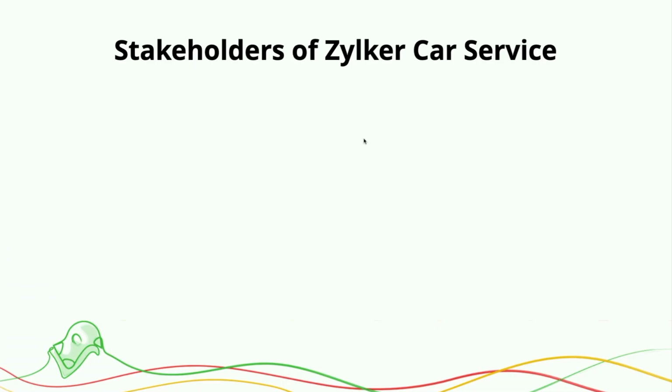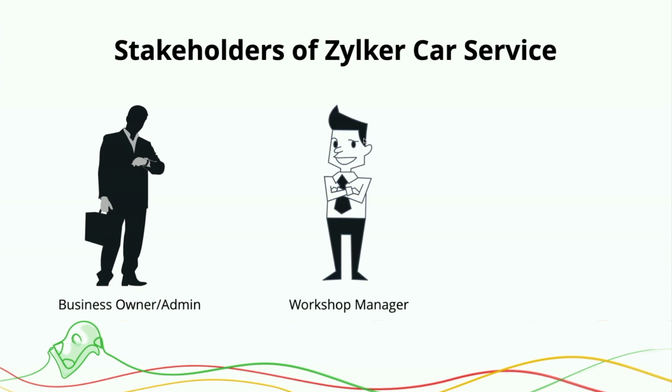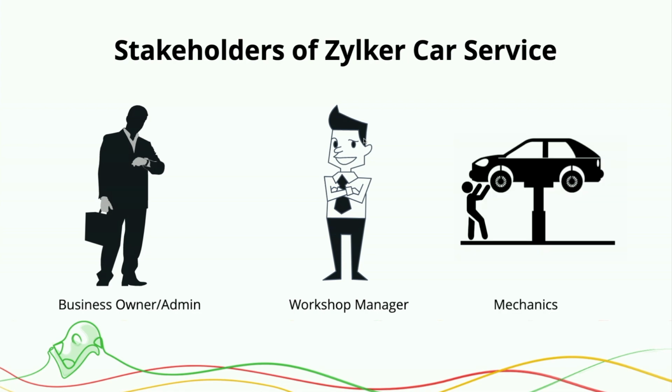Who are all the stakeholders here? Number one, obviously, it's going to be the owner of the business or the CEO. Whenever it is some kind of a workshop, we'll have a manager who would manage things out there, and people who would do the real work, the mechanics. So we have three stakeholders here, and these three set of people would need access into the application. Let's first see what they should be able to do within the application.